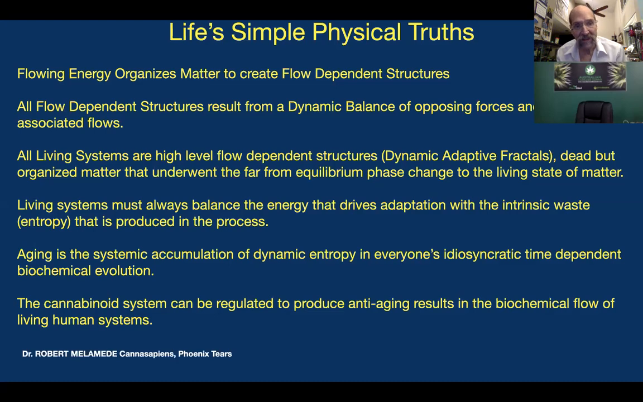So all living systems are high-level flow-dependent structures. We're dynamic, adaptive fractals, dead but organized matter that underwent the far from equilibrium phase change to living state of matter. To best understand these concepts, think of yourself and make a clone of one instant of yourself in time. So that clone is now dead, but it's got all of the exact locations that the live you had at one instant of time. What's the difference?